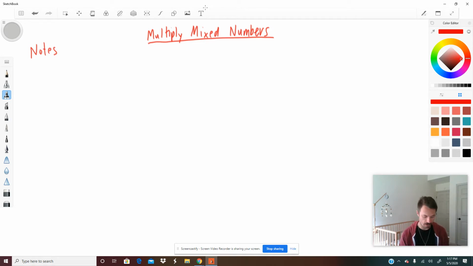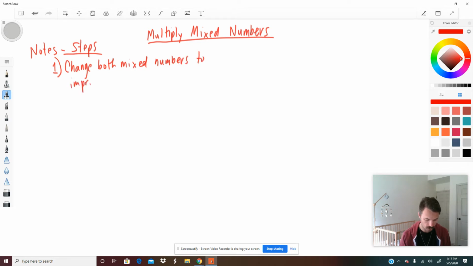Here are the steps. Here are the steps to multiplying mixed numbers together. Step 1 is change both mixed numbers to improper fractions.